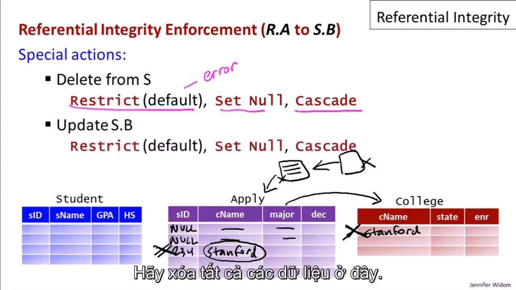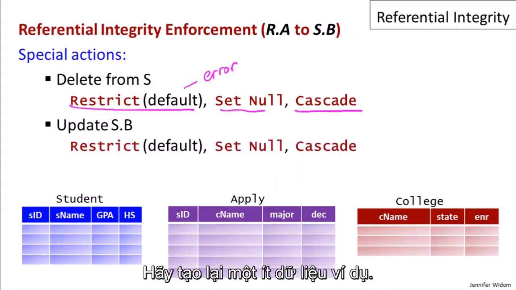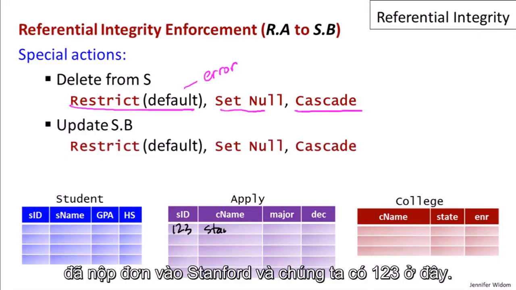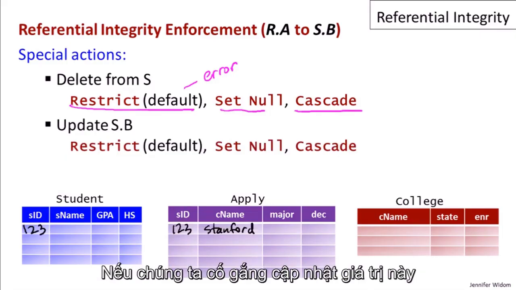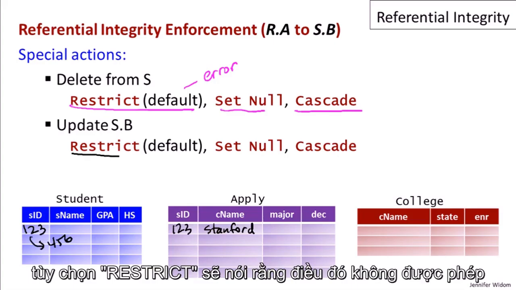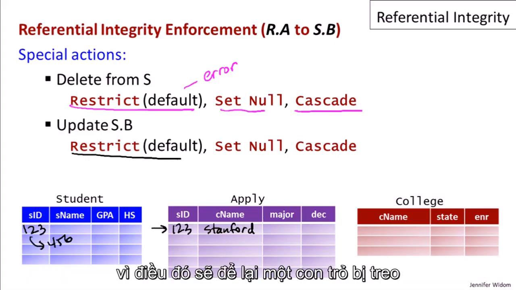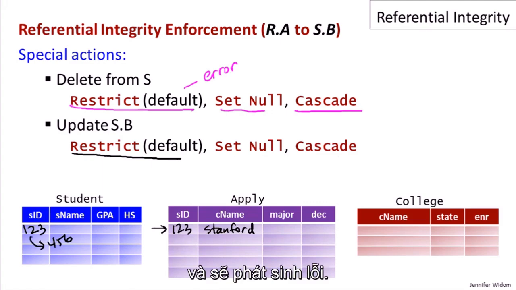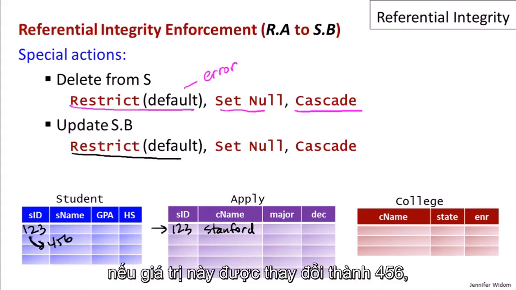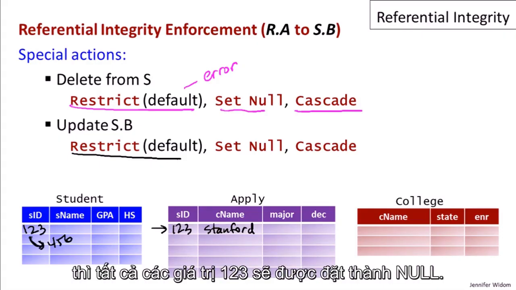Now, updates have a similar three options. Let's erase all this stuff here. Let's again set up some example data. So let's say we have our student 1, 2, 3 who applied to Stanford, and we have 1, 2, 3 over here. If we tried to update, say, this 1, 2, 3 to be the value of 4, 5, 6, the restrict command would say that's not allowed because that would leave us with this dangling pointer, and it will generate an error. The set null command will, similar to the delete, if this is changed to 4, 5, 6, set any 1, 2, 3 values to null.